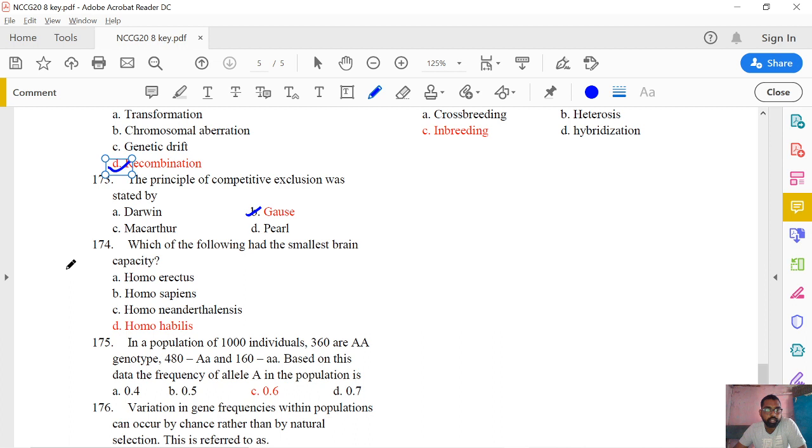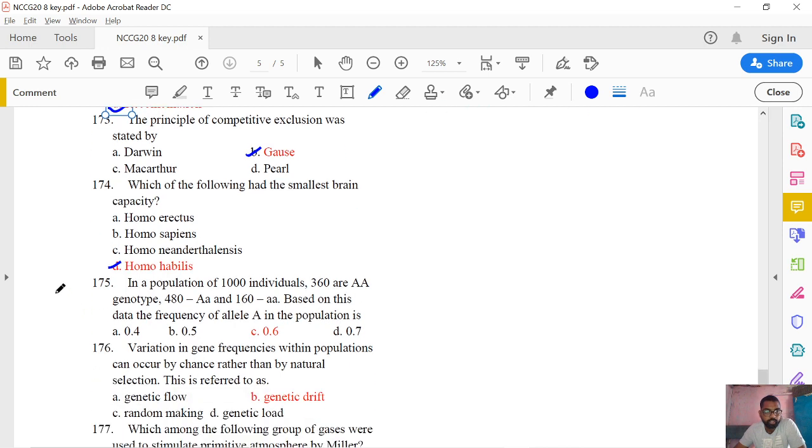Which of the following had the smallest brain capacity? So among these, Homo habilis is one of the first species among this. Therefore, the answer is 4. In a population of 1000, 360 are capital A capital A, 480 capital A small a, 160 small a small a. Based on this data, the frequency of A in the population is, so directly you can calculate from this also. So it is 0.6.